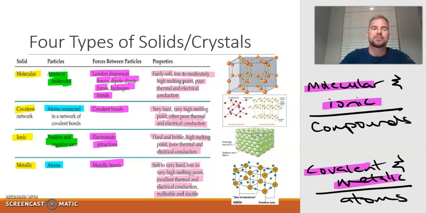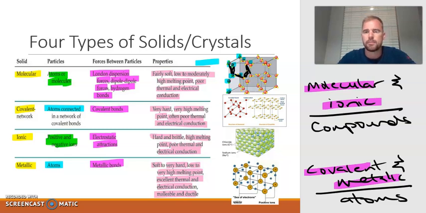Let's take a look at some pictures, because I'm a visual person, I like pictures, so they help explain why the crystals are the way they are. So right here, this first one is going to be a molecular crystal. So you see, you've got molecules, all kinds of molecules. But what's holding them together? Those lines represent intermolecular forces that are holding them together, right?